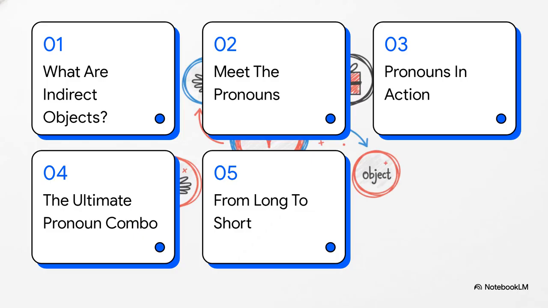So here's our game plan. First, we'll figure out what indirect objects even are. Then we'll meet the actual pronouns. After that, we'll see them in action. And then the really fun part, the ultimate pronoun combo. Finally, we'll watch a sentence go from long and clunky to short and sweet.